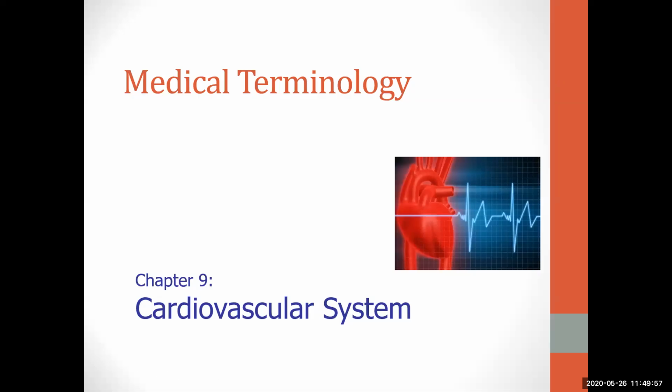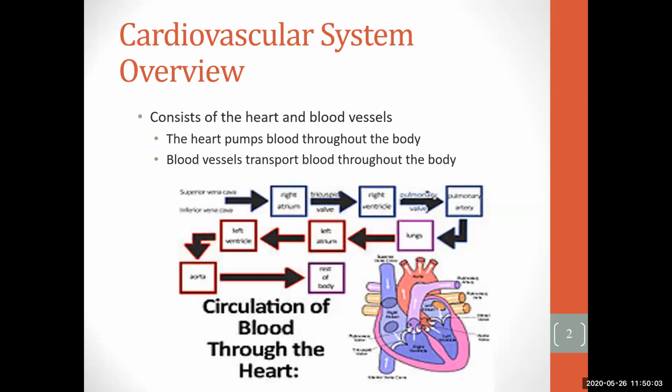All right, we're going to go over chapter 9, the cardiovascular system. So we're going to look at the heart and some structures around the heart and what makes up the heart. The cardiovascular system consists of the heart itself and blood vessels. The heart pumps blood throughout the body, and the vessels transport blood throughout the body. So you can see this picture here.